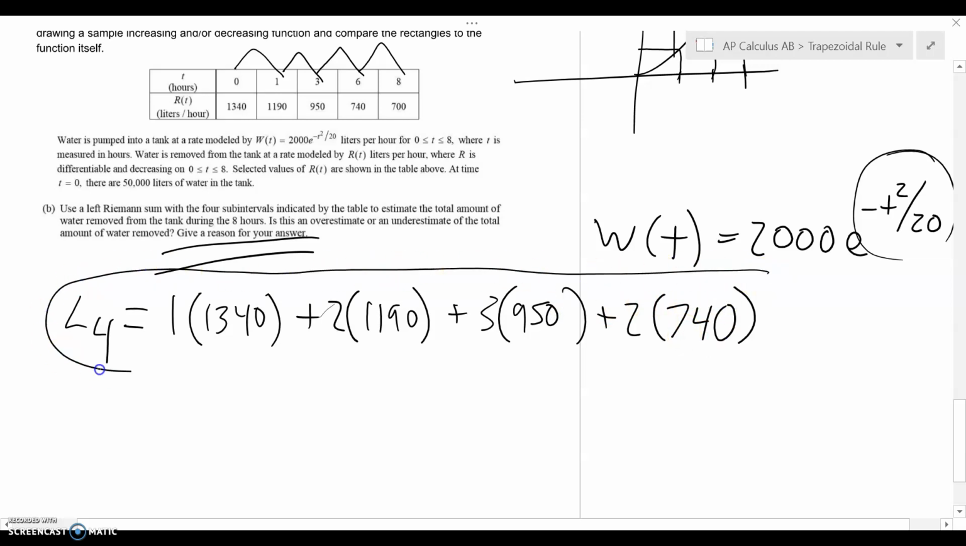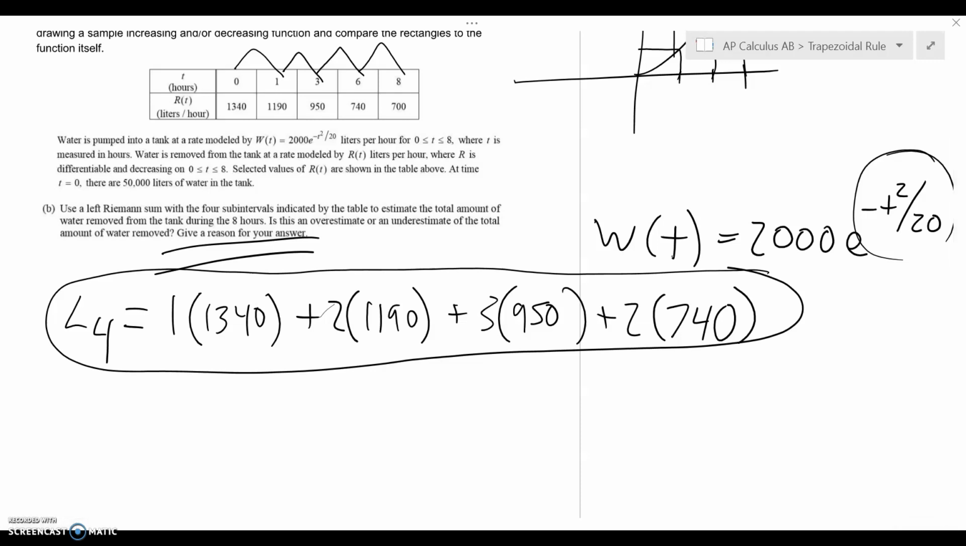You can punch this into a calculator, which I'm going to let you do on your own, and you can certainly verify the estimate answer. But you would just punch this in, and you would get an estimate.